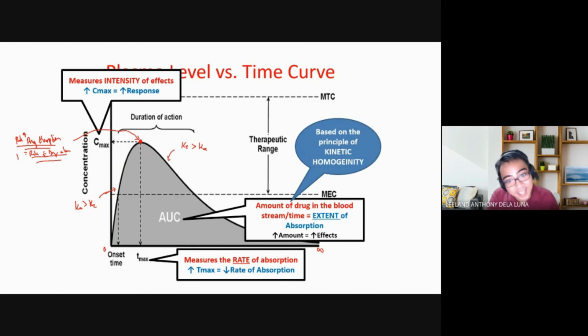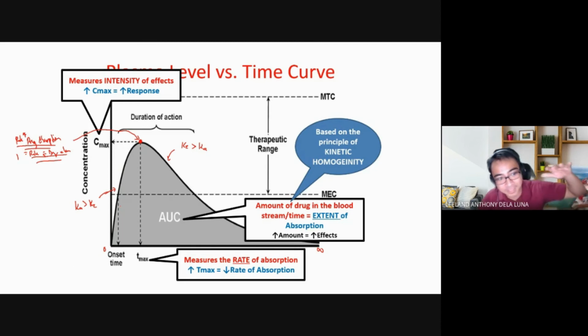Nakita natin is the decline of the plasma concentration. Are we clear? Hindi lang puro absorption nangyayari diyan. Nagkataon lang na mas dominating, mas mabilis yung absorption rate natin during this time compared sa elimination rate. Okay? So class, compare this to an intravascular route, wala tayong Ka because no absorption took place.